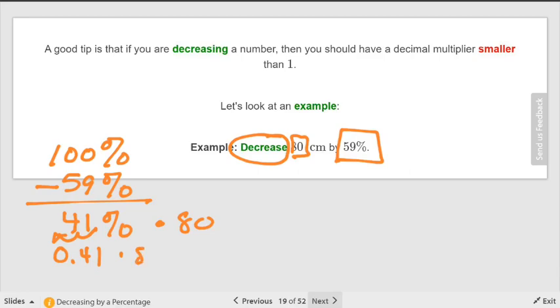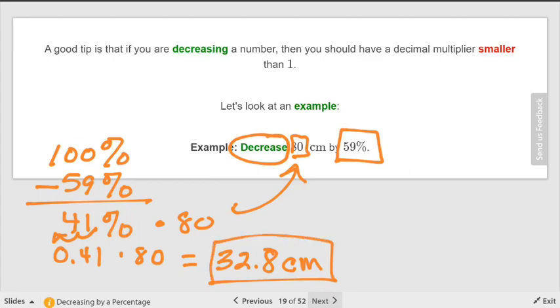What's the 80 there for? Oh, that's from my original problem. That's where the 80 came from, my original problem, right? That's what I'm multiplying by. So all I need to do now is take 0.41 times 80, which gives me 32.8. It's centimeters, so it does need some units. Do not forget the units, or it will be counted wrong.